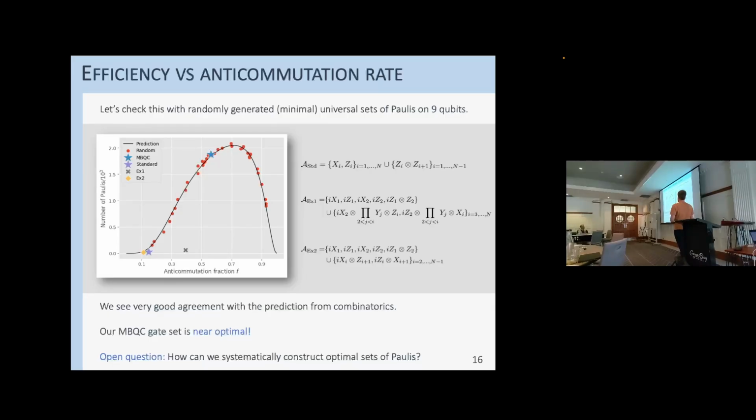So yeah, this argument seems to explain things very well, and remarkably, this MBKC gate set is almost optimal. So an open question that I want to pose right now is, how can we systematically construct optimal sets of polys, so sets of polys with this 0.7 anti-commutation fraction? I could generate random instances with that, but I would love to have a family of increasing system size that I can prove is universal and has this optimal fraction, because that would be, in this very precise sense, the best possible gate set to generate all of SU(2^n) as quickly as possible.